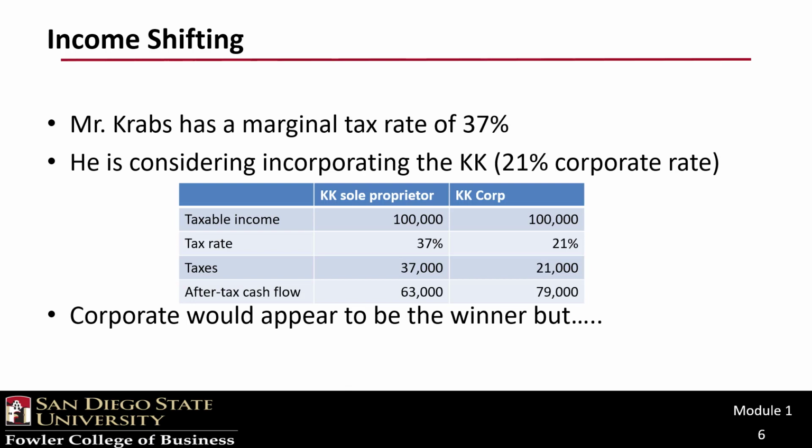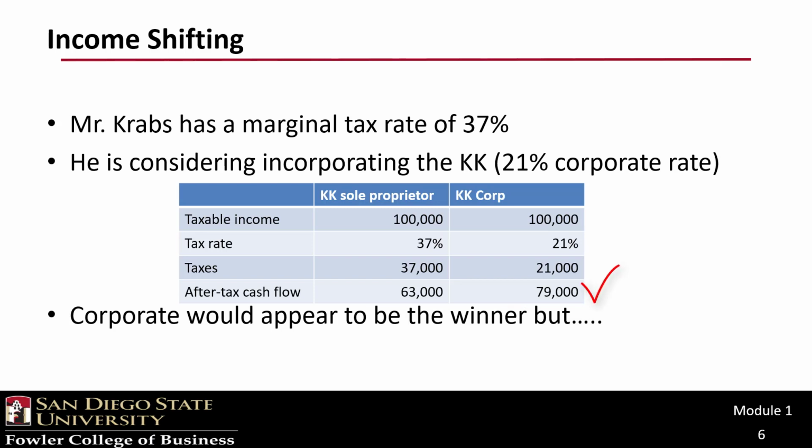So Mr. Krabs has a marginal rate of 37%, and now he's considering incorporating the Krusty Krab. So the Krusty Krab would now be subject to a 21% corporate rate. So if we go through the same $100,000, we can see that taxes as a sole proprietor at 37% are $37,000. His after-tax cash flow is $63,000. Whereas, of course, at the corporate level, with only a 21% tax rate, the after-tax cash flow is $79,000.